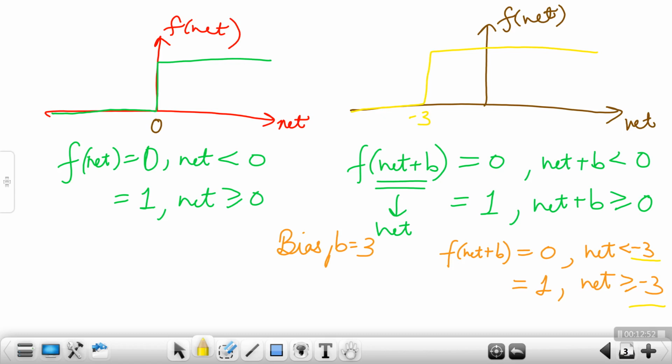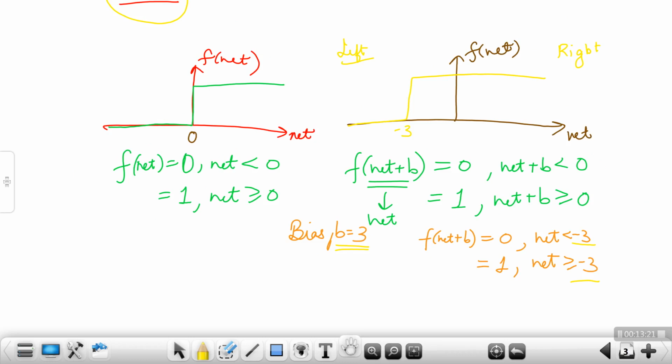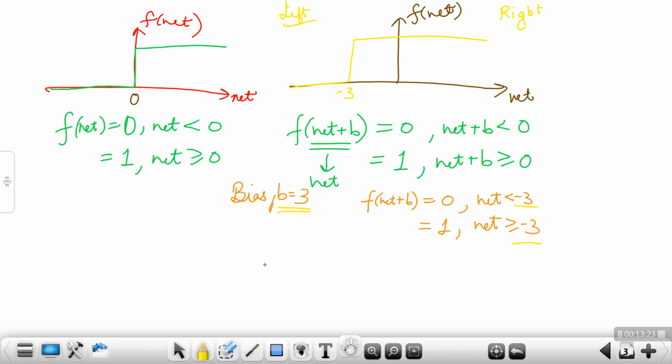Now which side have you shifted? This is the right side, and this is the left side. So if you want to shift the activation function towards the left hand side, you have to use a positive bias. We use b is equal to 3, a positive bias. And if we want to shift the function towards the right hand side, we need to use a negative bias. But before that, have you seen what the range is?